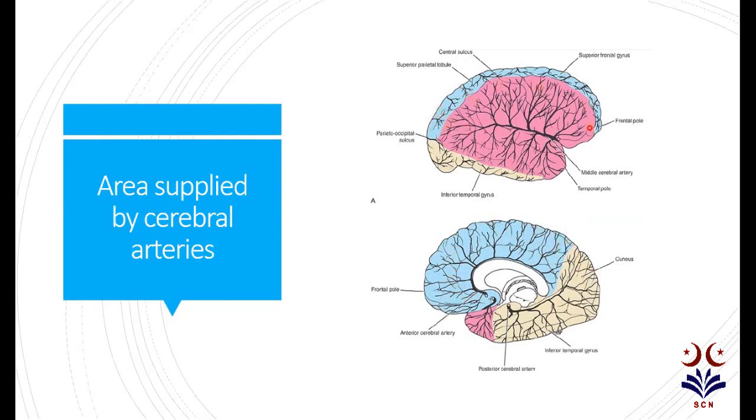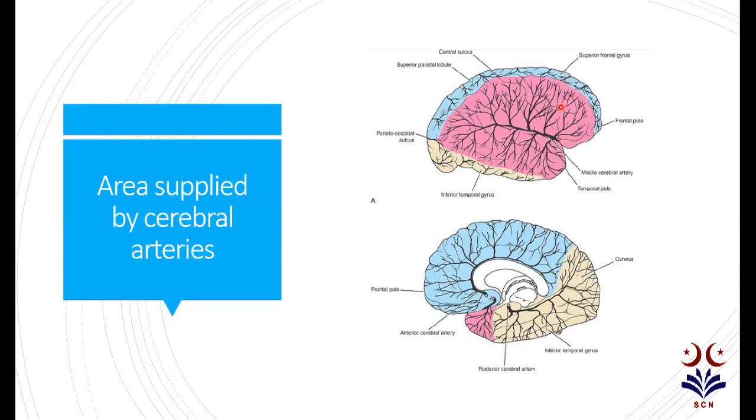And in the lateral aspect, this upper border here, from the frontal pole back to the superior frontal gyrus, then this is the central sulcus. You have studied the cerebrum already, so you know these various terms. This is the superior parietal lobule up till this level, which is the parieto-occipital sulcus. This is supplied by the anterior cerebral artery.